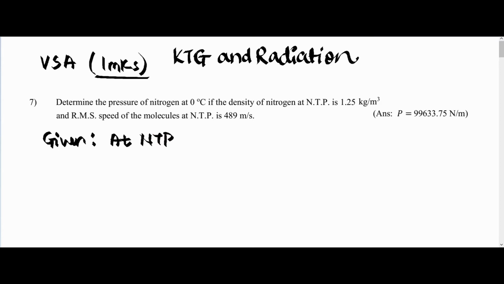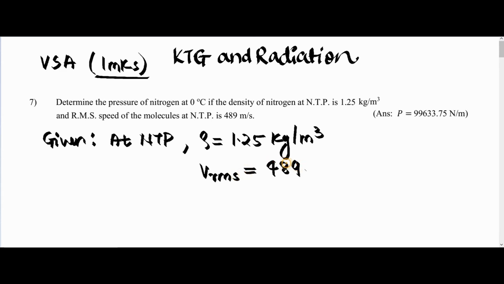At NTP, rho is equal to 1.25 kilogram per meter cube, and at normal temperature and pressure, RMS speed or RMS velocity is equal to 489 meter per second. To find: pressure, P is equal to question mark.